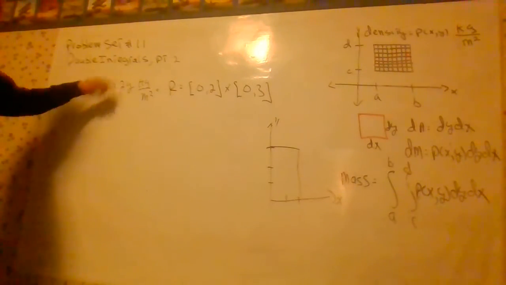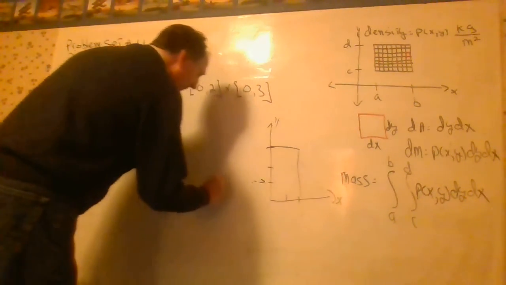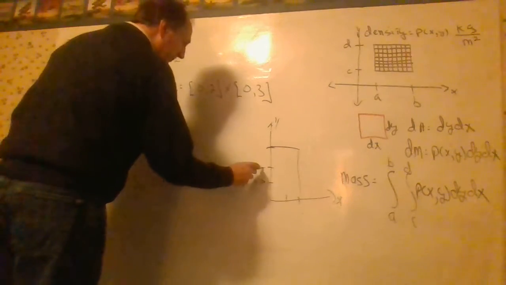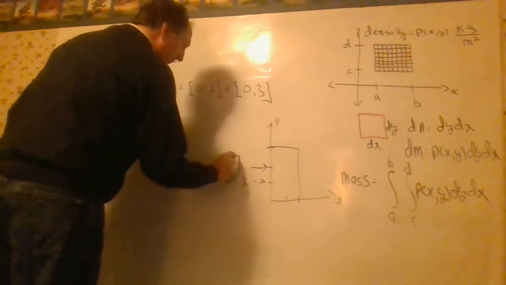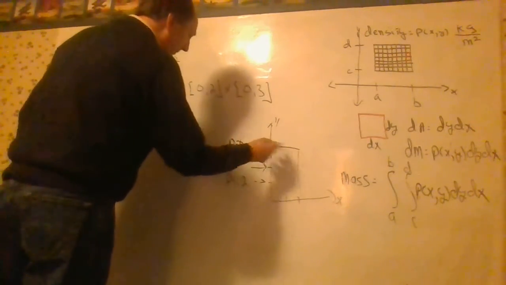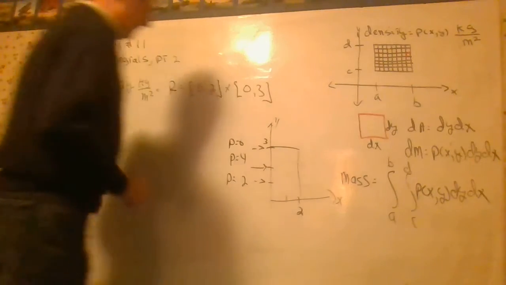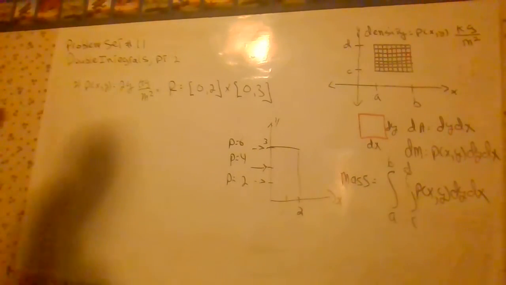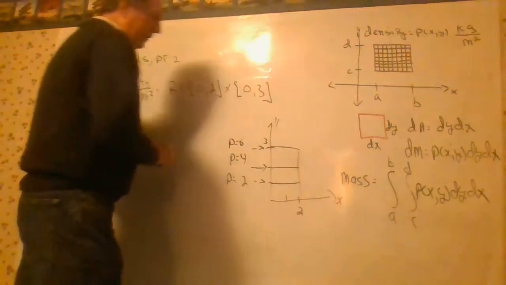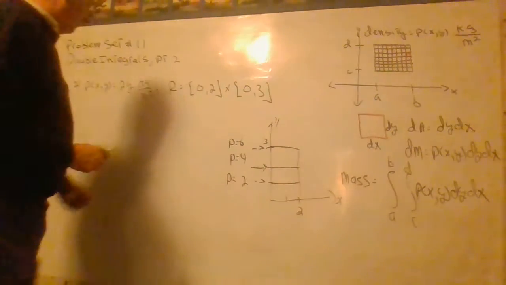It turns out the density only varies with y. And so right here, for instance, the density is 2 times y, it's 2. Right here, the density is 4. And right here, the density is 6. 3 times 2 is 6. This is 2 and this is 3. So as you move relative to the x-axis, the density is constant.